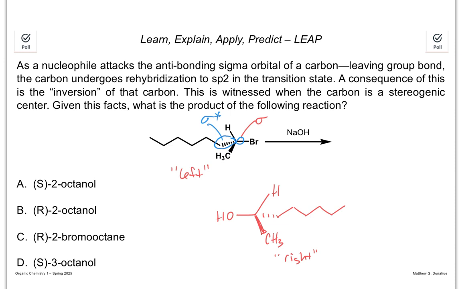So it's got to be A or B. So there's an alcohol in it, so it can't be the bromo anymore. If we count the carbon chain, the alcohol has to be at position 2, so it can't be D.